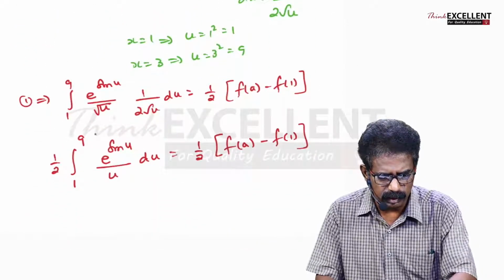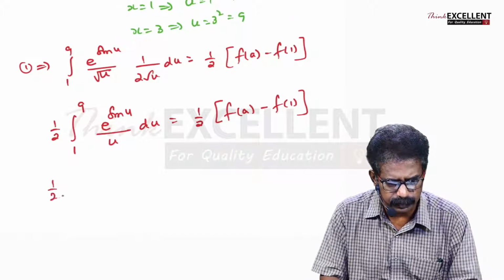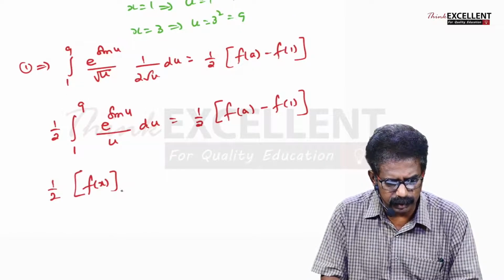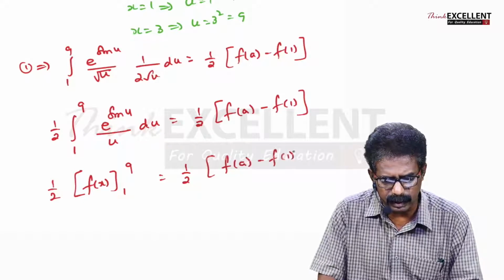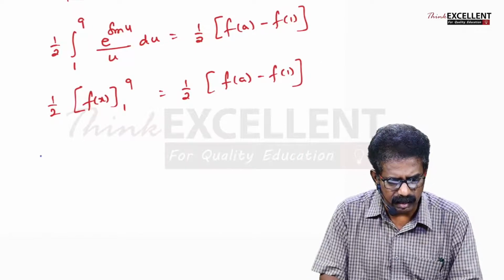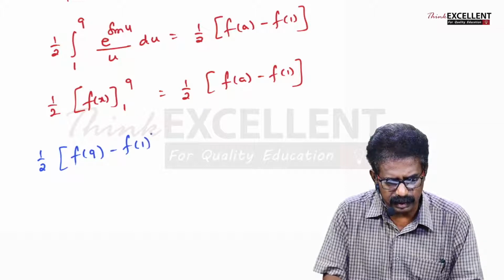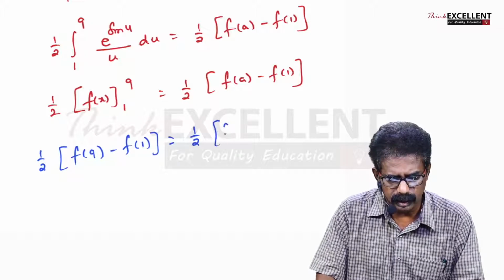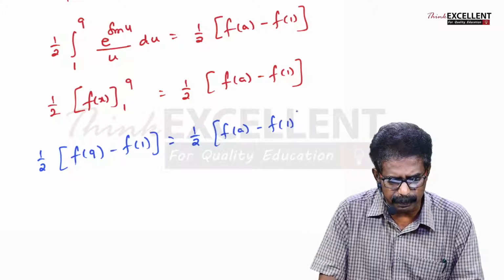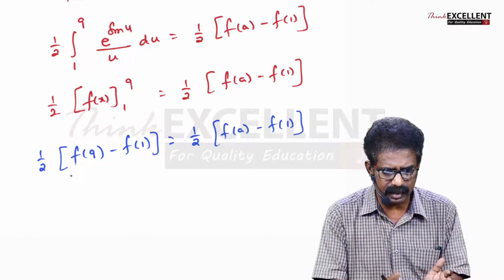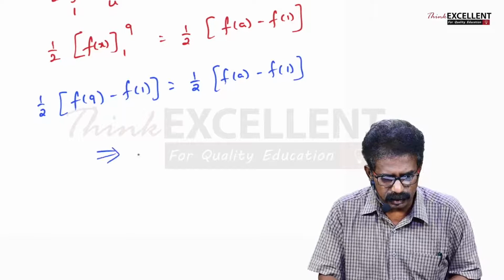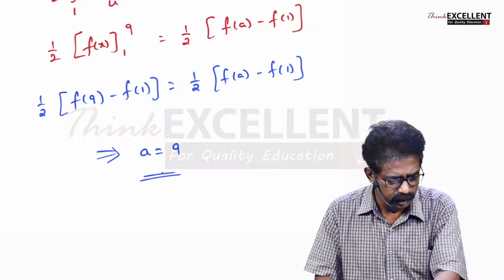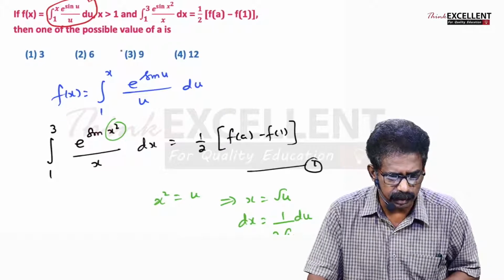This is a similar one only, no? So it is the same as f of x only, but the limit they have given is 1 to 9. 1 by 2 into f of a minus f of 1. Apply the limit now, half into first upper limit f of 9 minus f of 1 equal to 1 by 2 into f of a minus f of 1. You compare both the sides, half into f of 9 minus f of 1, half into f of a minus f of 1. Instead of a we have 9. So one of the possible values for a is equal to what? 9, and that is option number 3.